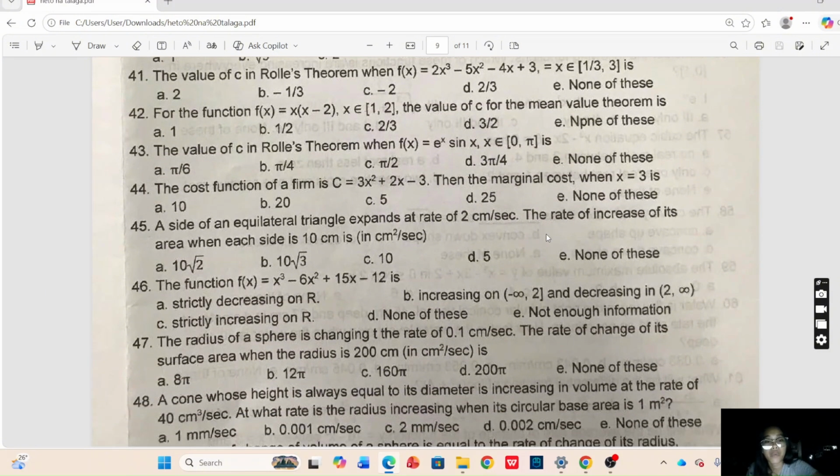So we have number 41. We determine the value of c satisfying Rolle's theorem. Rolle's theorem applies when endpoint values are equal and the function is continuous and differentiable. So we differentiate the function and solve where the derivative equals 0. So the resulting value is the correct answer.